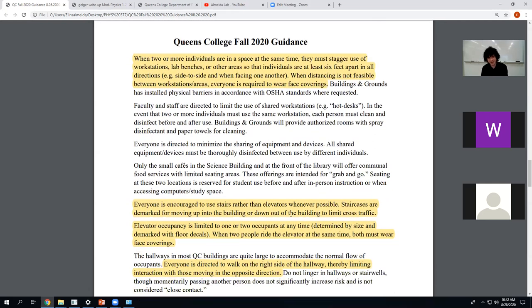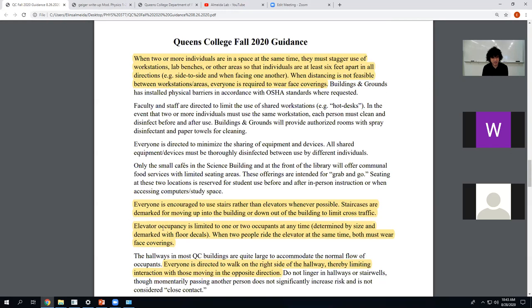Everyone is encouraged to use stairs rather than elevators whenever possible. And it's just 3 floors. So if you don't have any disability, please do some exercise and use the stairs. The stairs are demarcated for moving up or down in the building to limit cross traffic. So what they did here in the science building, they put signs on some stairs so you can only go in one direction. I'm not sure if that will work. I really believe that will not work, but our stairs are pretty wide, so you're not coming into contact. Avoid staying on the stairs, never stay there. Just go to your floor and that's it.